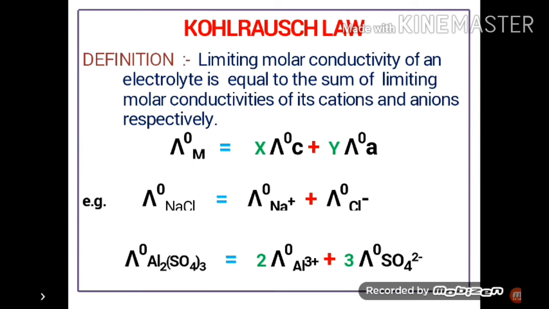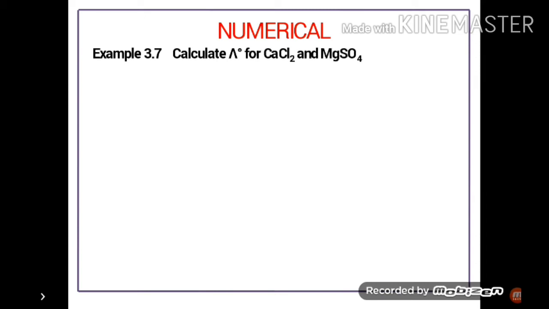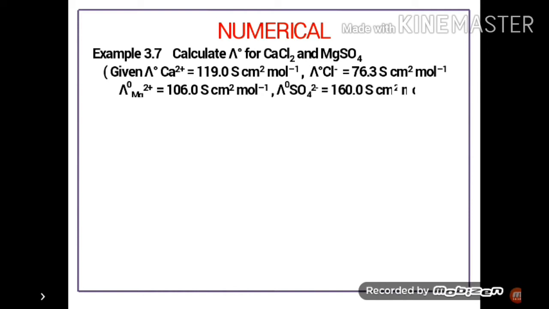So let's see, students, the numericals related to Kohlrausch law. In this numerical, in your textbook you can see the example 3.7, that is calculate lambda naught for calcium chloride and magnesium sulfate. For this, the values of the limiting molar conductivities of calcium, chloride, magnesium and sulfate are given in your question. Okay, so this will be the question, and like that the question will be in your exam.